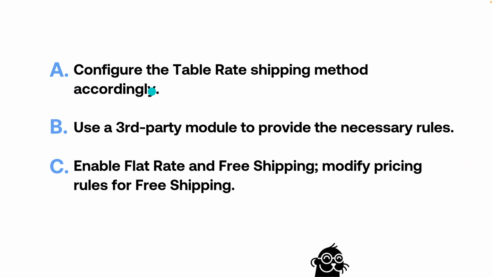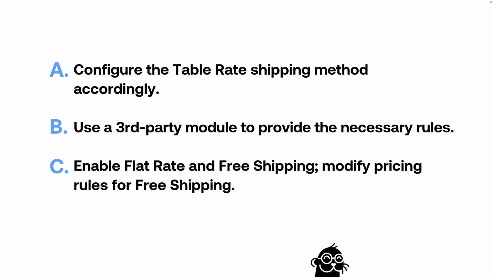I have 3 different answers. A, configure the table rate shipping method accordingly. B, use a third-party module to provide the necessary rules. C, enable flat rate and free shipping, and modify pricing rules for free shipping. So we have these 3 different options. Which one would be the correct answer?